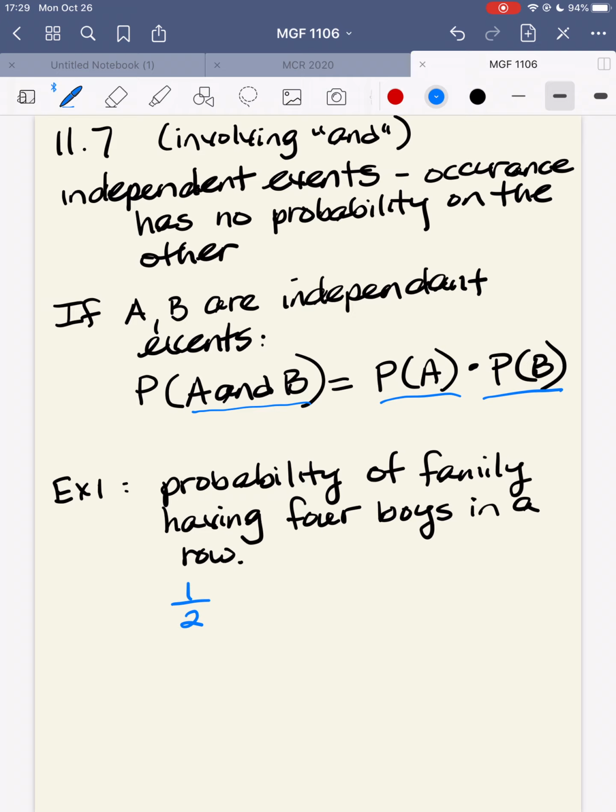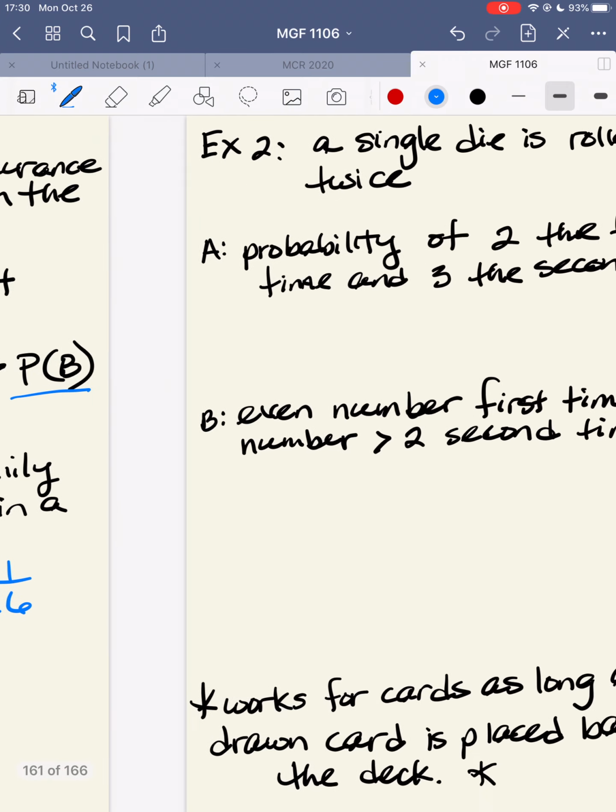The probability of a second boy is going to be the same, 1/2. The probability of having the third boy is 1/2. And the probability of having your fourth boy in a row is 1/2. All we do is multiply these probabilities together, and the probability of a family having 4 boys in a row is 1/16. So it's pretty straightforward.